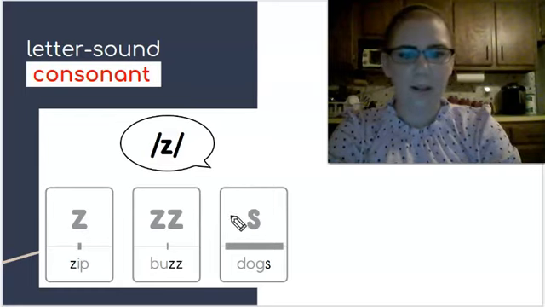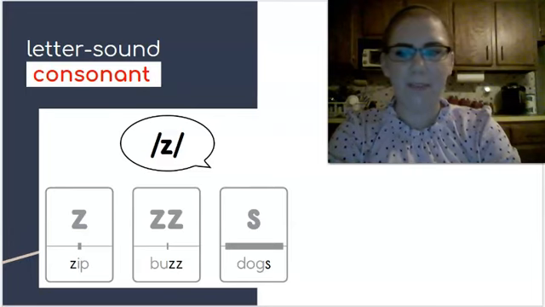But here, we have an S. We learned last year that S's sometimes say Z, like in dogs. Did you hear it? Dogs. Sounds like a Z, but it's an S. The power bar for this is pretty long. That means that it's common that we will use the S to say Z. That might be tricky to remember.